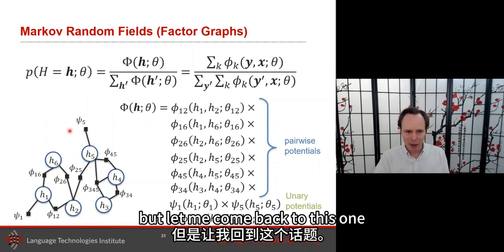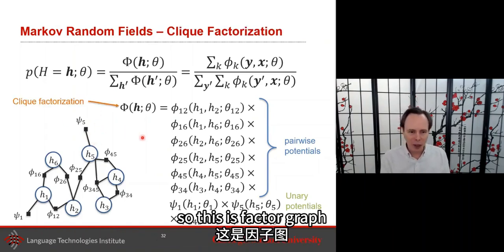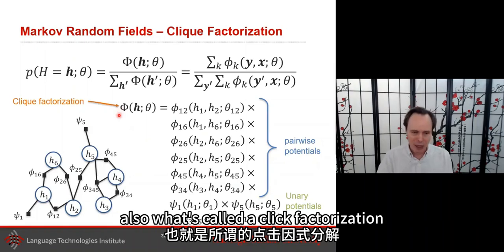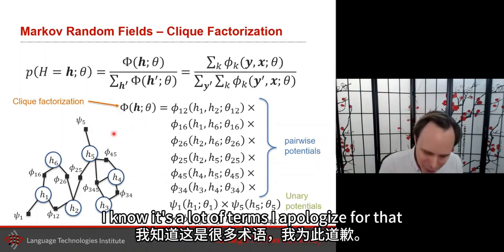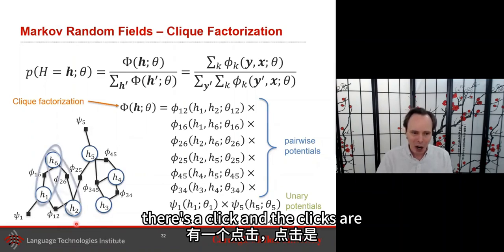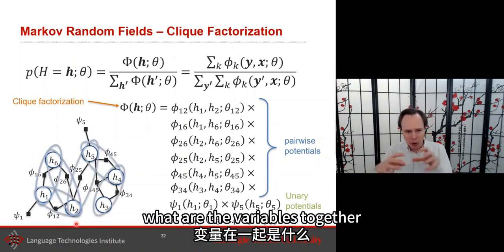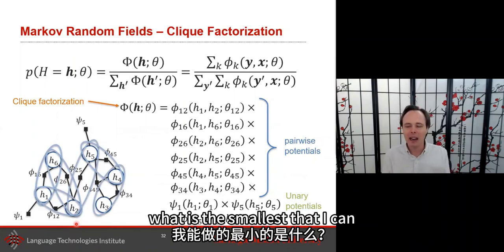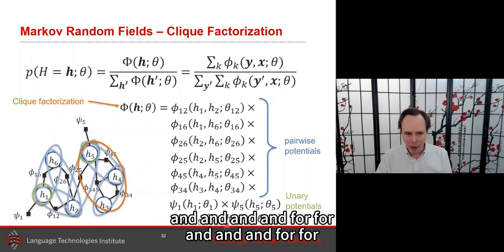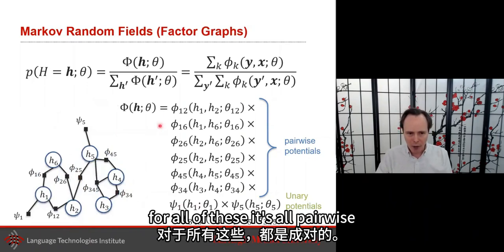But let me come back to this one. So this is a factor graph. And this is also called a clique factorization. I know it's a lot of terms. I apologize for that. But now when you look at this, there's a clique. And the cliques are, what are the variables together? What is the smallest set that I need to compute my potential? And for all of these, it's all pairwise.